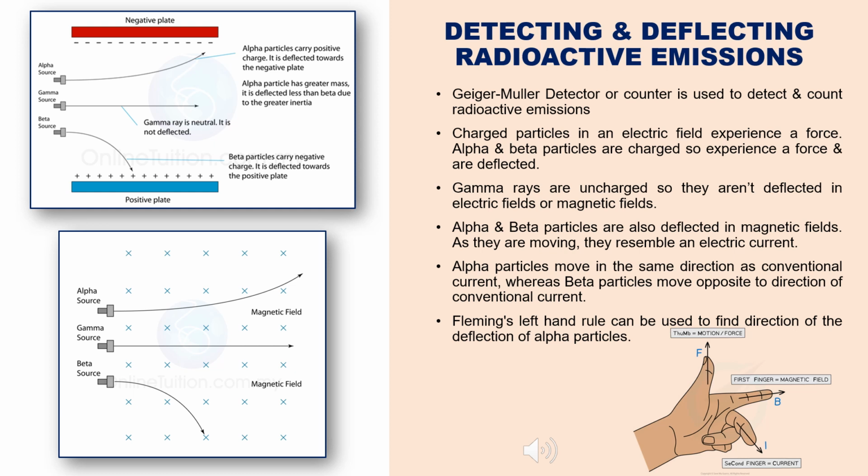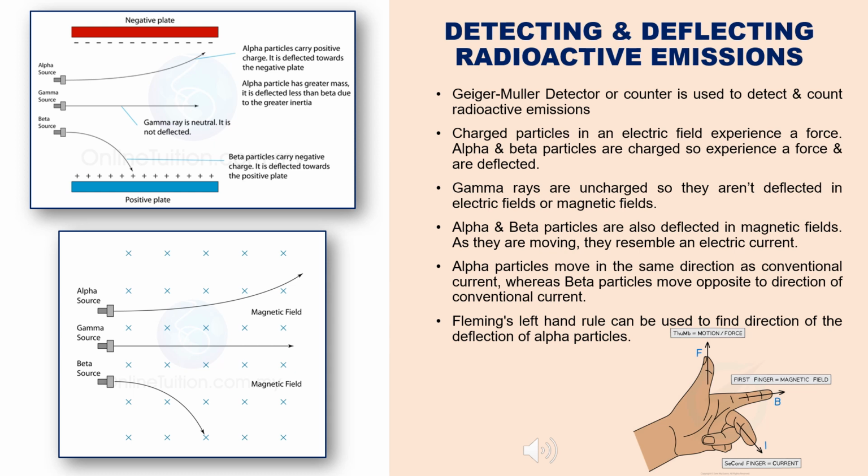So how do we detect radioactive emissions? We use a Geiger-Müller detector and counter to detect and count radioactive emissions. So what exactly is this counter? It is a tube which is filled with gas which is ionized when these radioactive emissions enter it. So this causes a small electric pulse which is counted electronically.